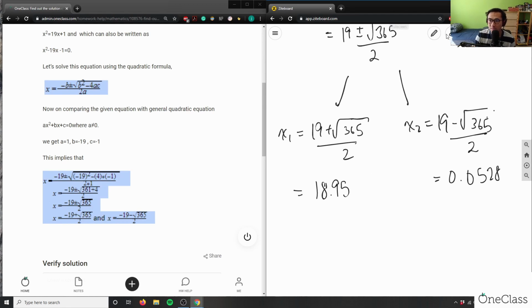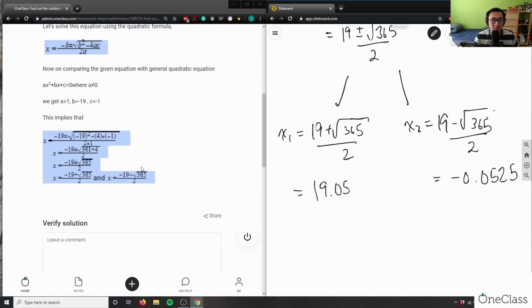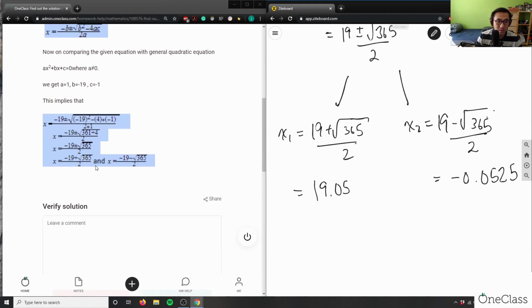And then finally, the decimals are going to change, right? So let me give you a decimal for this one here. But these two are my solutions here. So this is 19 plus root 365 over 2. So this value would be 19.05. And this one here would be 19 minus root 365, which would be negative 0.0525 here. So these two will be my solutions. So this solution here is correct. Negative 19 and positive 19.